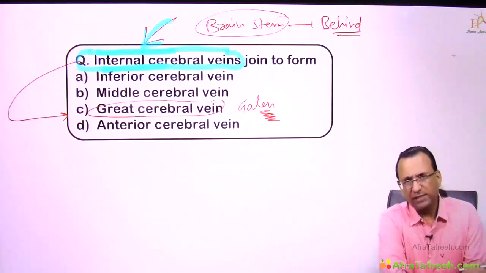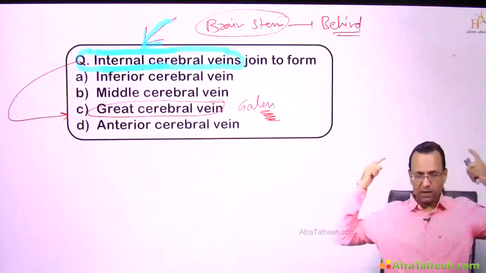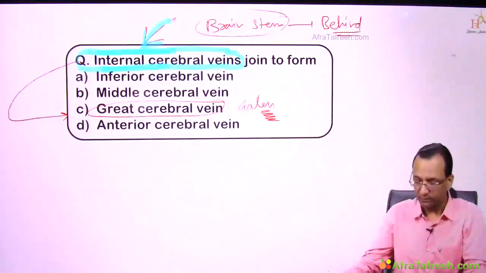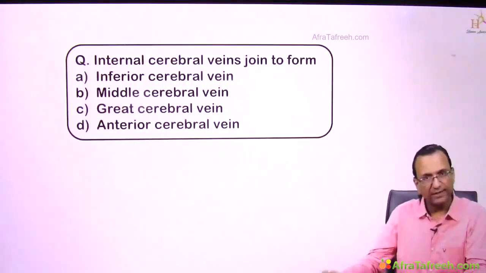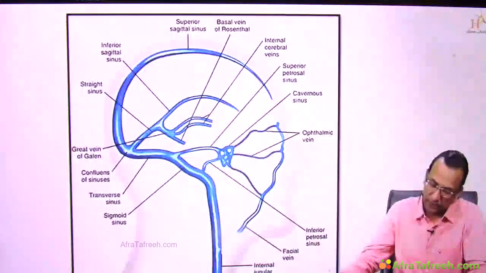So they are around the brainstem, right and left side. Then they go behind the brainstem, join to form a single vein in the midline, and that is called the great cerebral vein of Galen. Okay, so this is the answer. Can you show that in a diagram? Of course. That's the diagram.